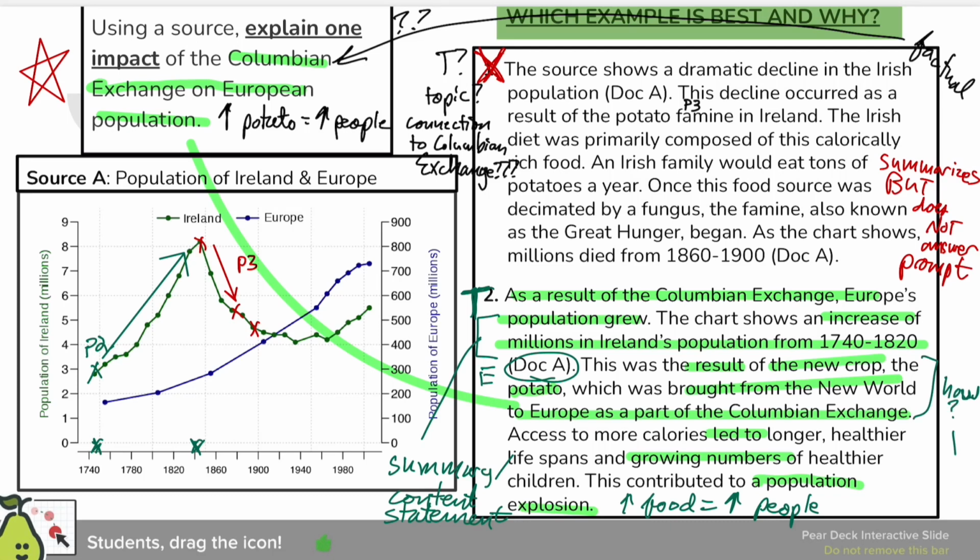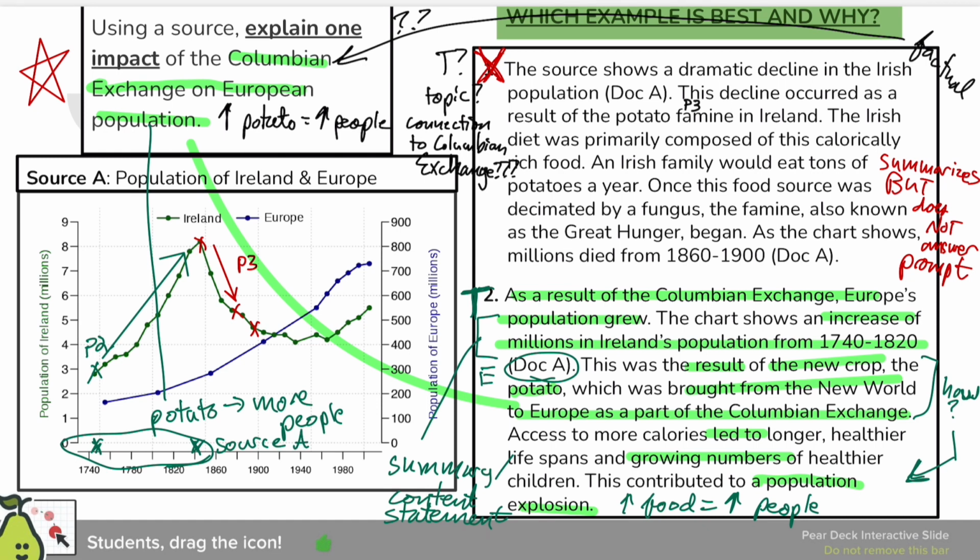Okay, so this actually answers the question of how did the Columbian exchange impact European population? The Columbian exchange brought the potato, which increased the European population. How do we know? Look at the chart. Look at the population of Europe. It goes up after the potato has been introduced. Does that make sense so far?